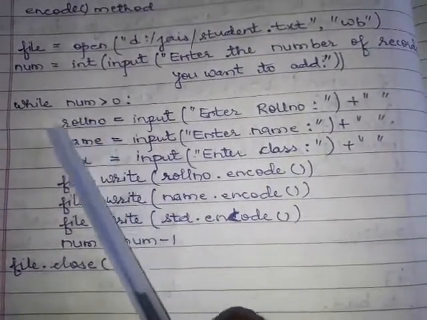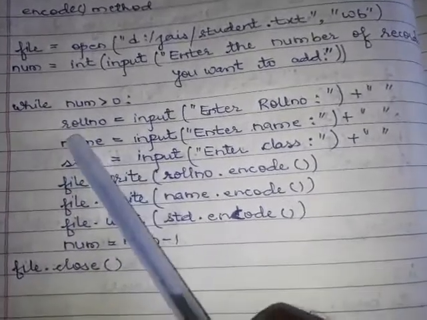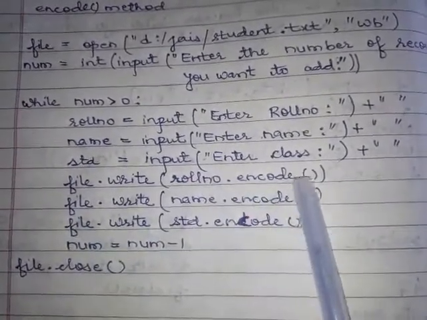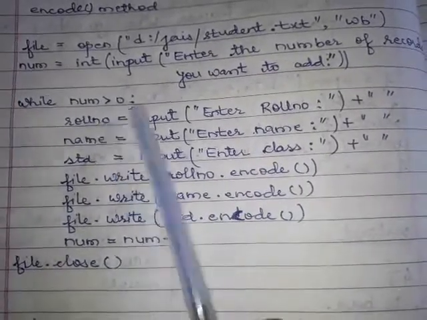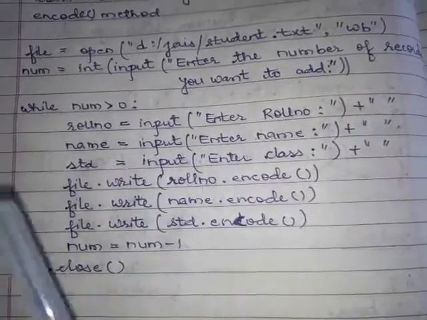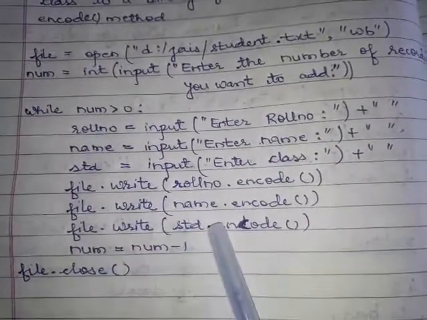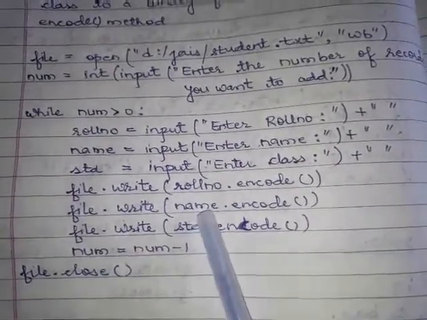Then write all these three variables in our file. file.write roll number.encode. This roll number will contain the number as well as space, so it will be written. Then name, then standard. All these three things will be written.